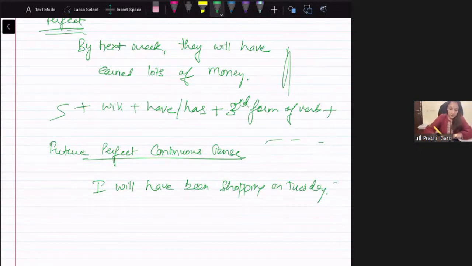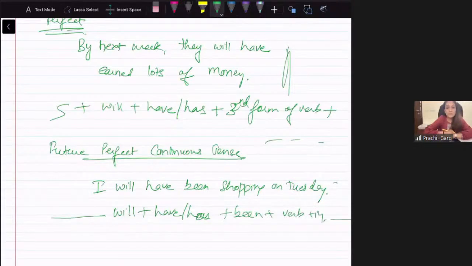So coming to the structure, we use will plus have or has plus been plus verb plus ing and the rest of the sentence. Clear? Are we clear with the tenses? If there is any problem, please send it in the comment box so that I can clarify it for you now.